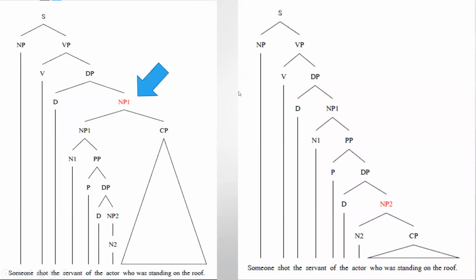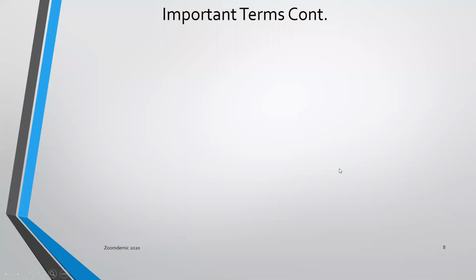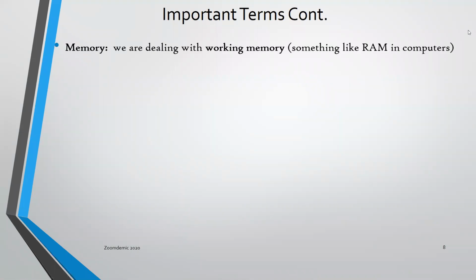So the RC, sorry, could either be attached high, as on the left side of the screen, attached high to NP1, or it could be attached low. So before I continue to talk about my research question and my experiments, I'm just going to introduce a couple of terms that are important to understanding what's happening.